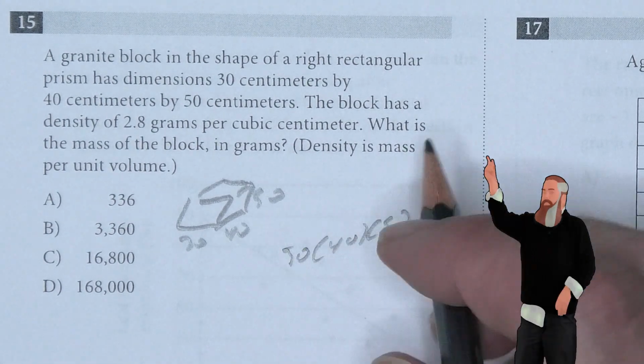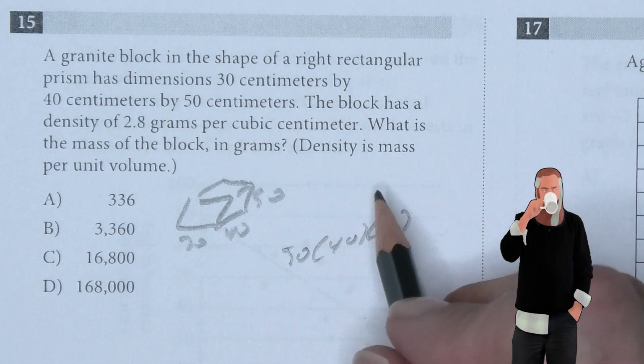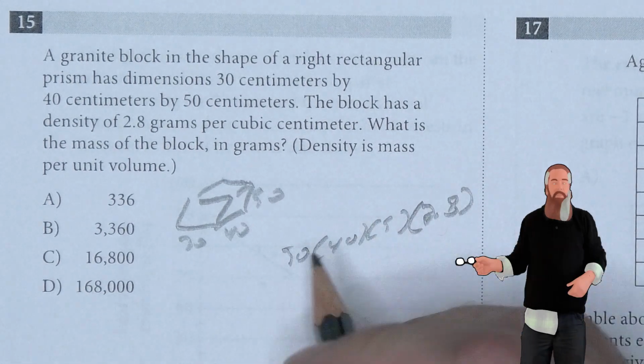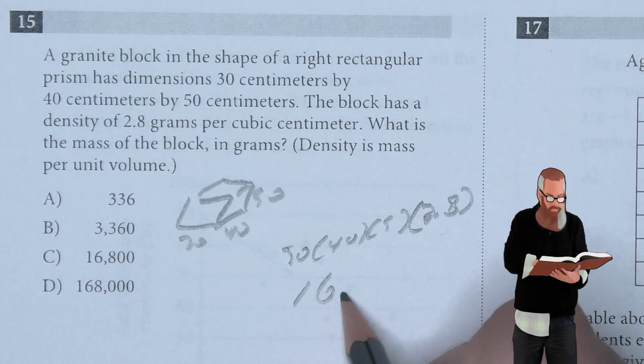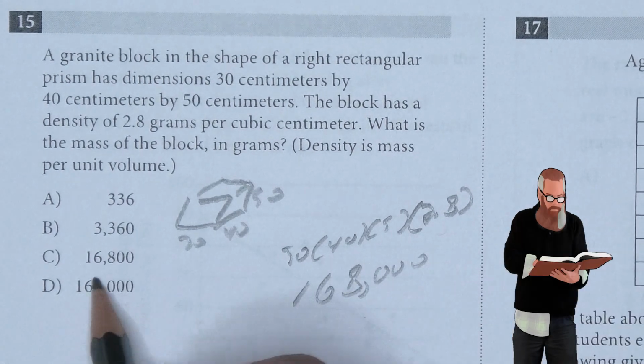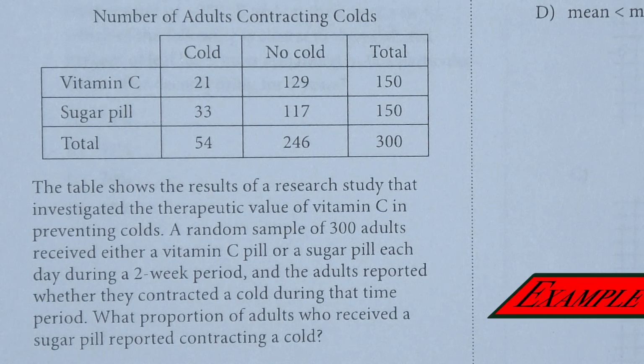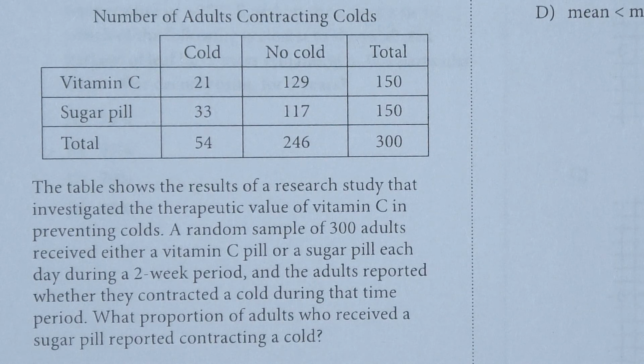Now I want the weight, so I'm going to multiply all of this by the number of grams per, which is 2.8. This is going to give me 168,000. So D is the answer.